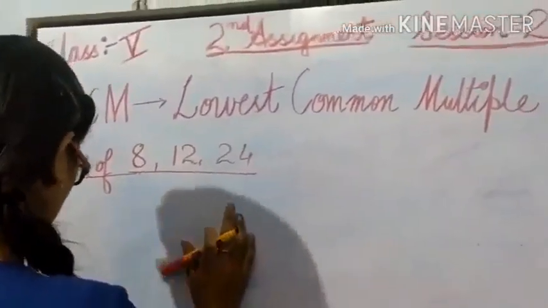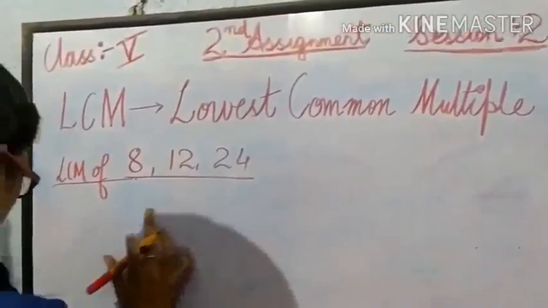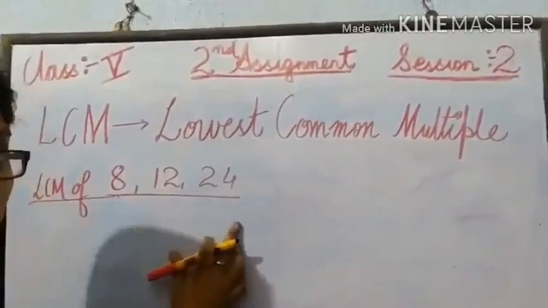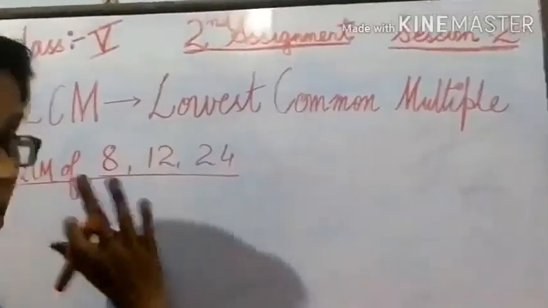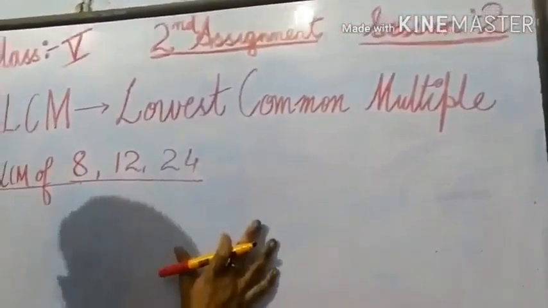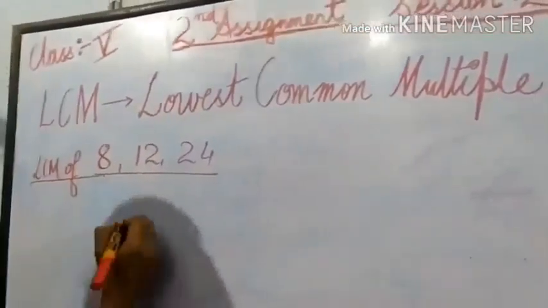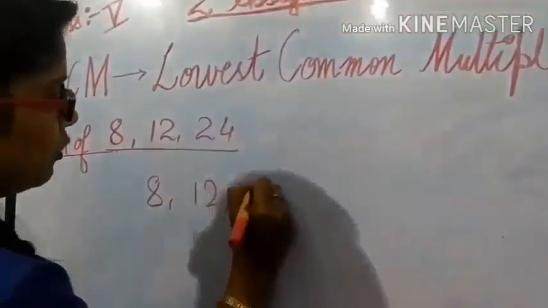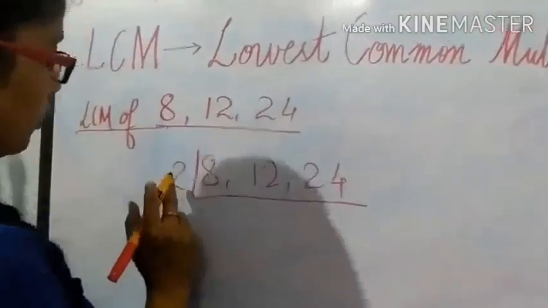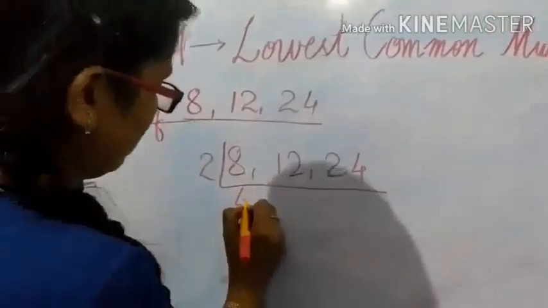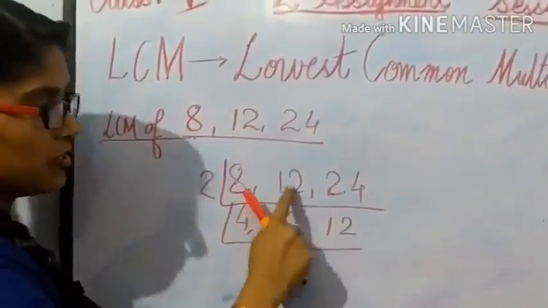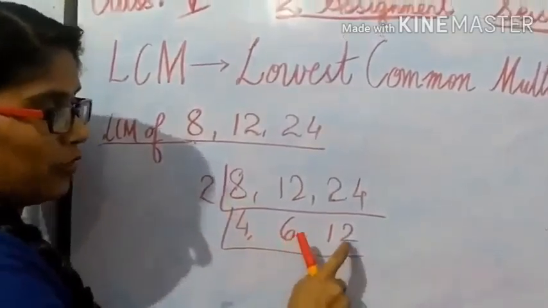As we can see, these numbers are all even numbers, and all of these are divisible by 2. 2 is the lowest number which can divide all even numbers. So we are taking 2 first. In the table of 2, 8 comes in 4 times, 12 comes in 6 times, and 24 comes in 12 times. 2 4s are 8, 2 6s are 12, 2 12s are 24.